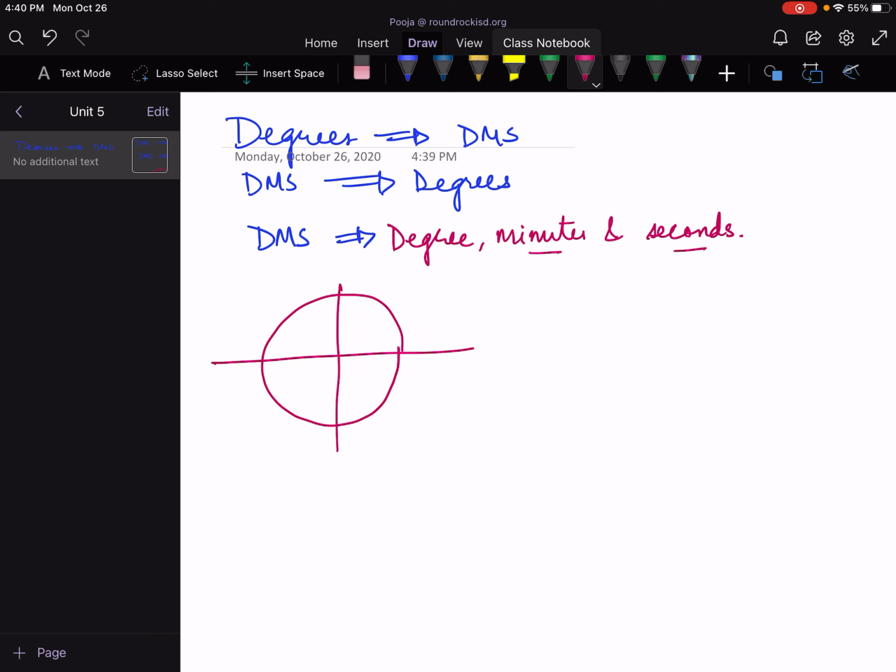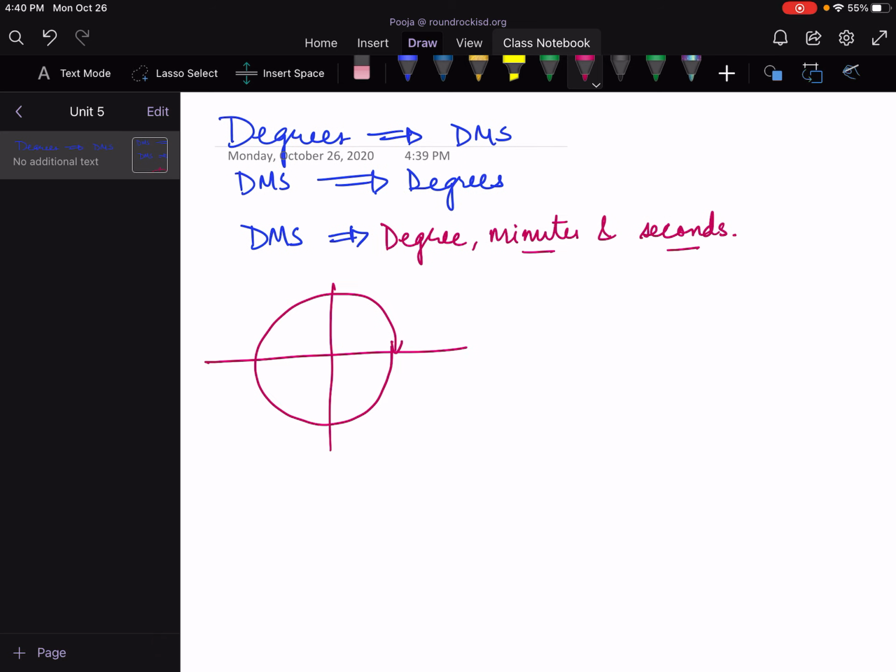So for example, we all know one revolution is 360 degrees, right? So the concept here is that each degree is further split into 60 minutes. And this little sign is referred to as minutes. And then each minute is further split into 60 seconds.